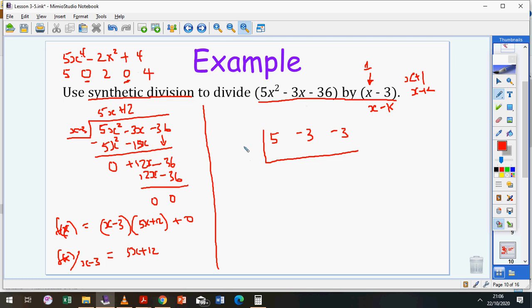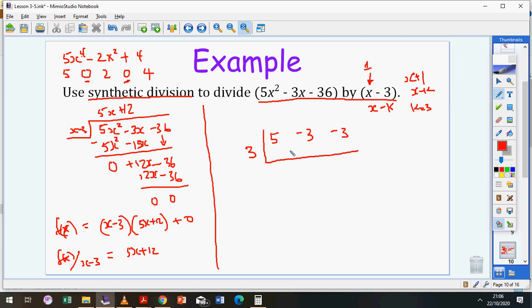The k value, since I'm comparing x minus 3 to x minus k, I can see from that that the k value is 3. So I'm dividing the whole thing by 3. Again, this is a shortcut. It's synthetic division, a shorthand of long division. In case you're wondering why I'm ignoring the x, it's because I'm only using the constant part of the factor x minus k, and then on the inside I only use the coefficients.